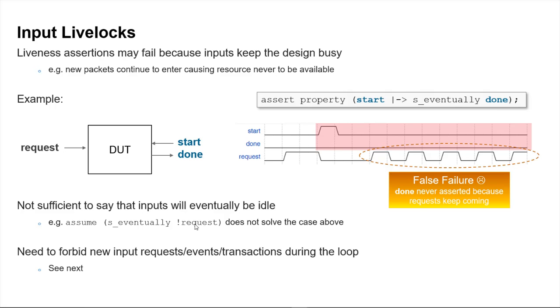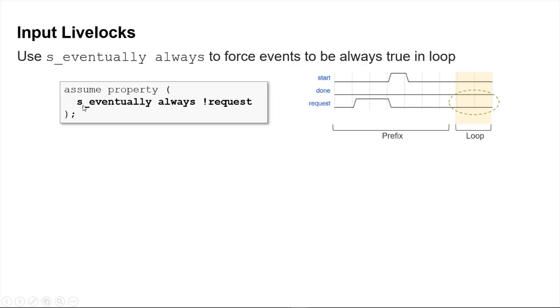So this is where always comes in. Our property now: s_eventually, and this is the keyword always. So always, there has to be a future where not request stays low forever. s_eventually means this property here must happen at some future point, and the property is always not request.